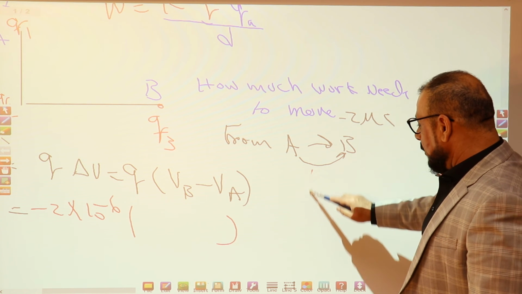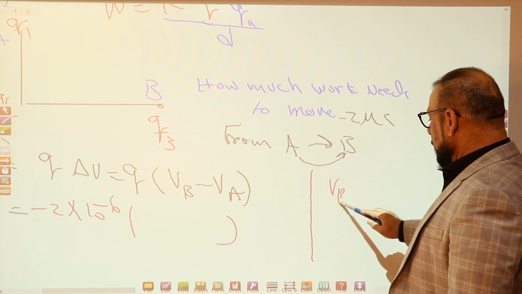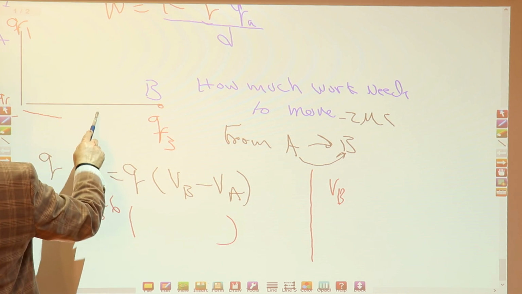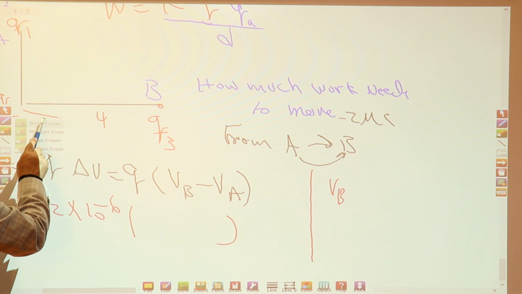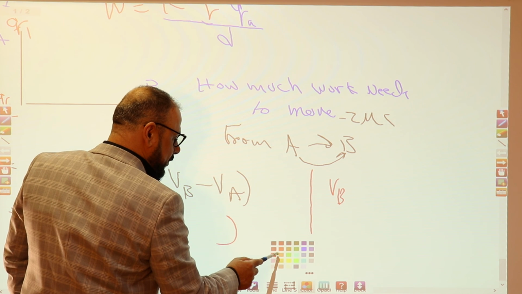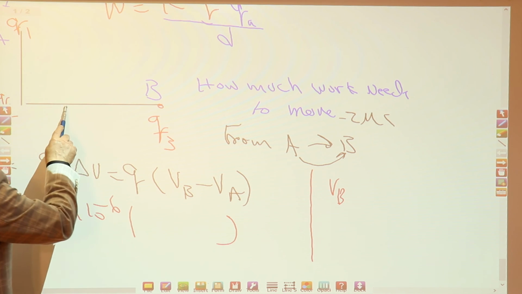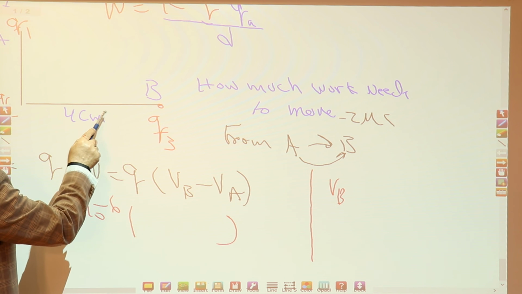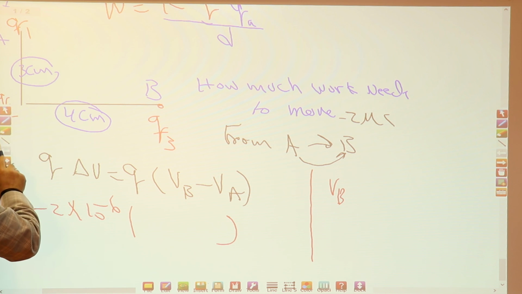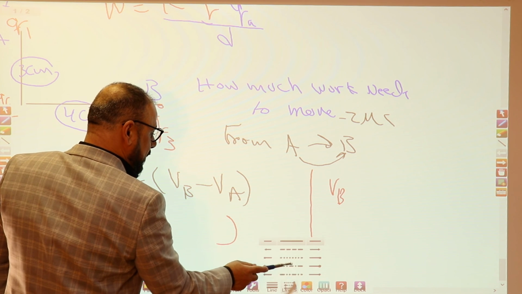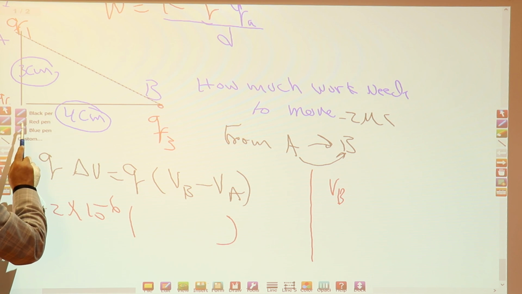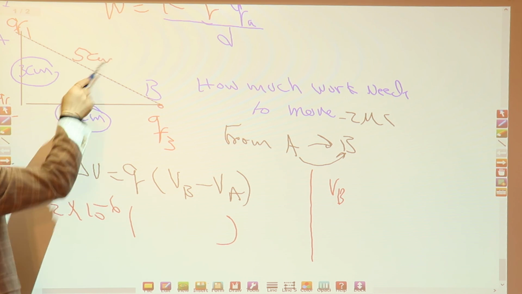V at B, look here at this side. V at B comes from where? We have 2, now here 4. Let me just use a different color for the distance. 4 centimeter, 3 centimeter, and we discussed this type of triangle, right? This has to be 5 centimeter, right?